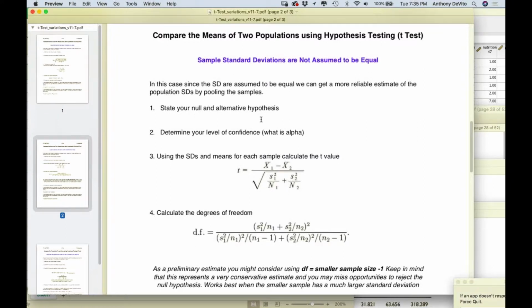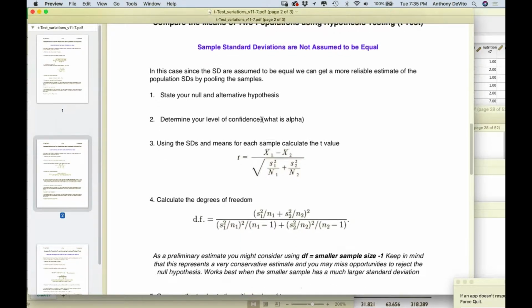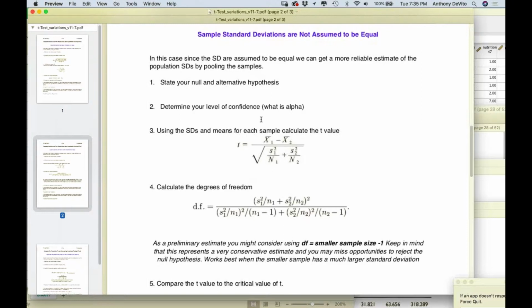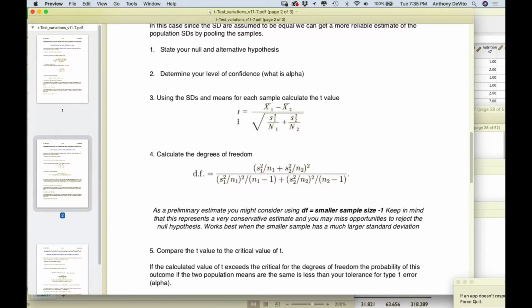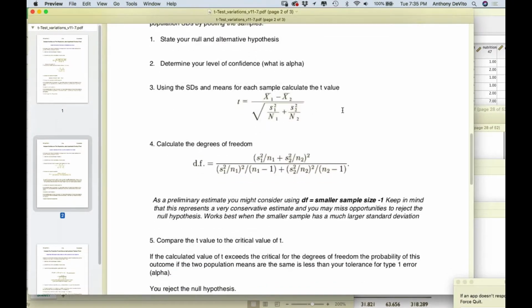Okay, so state your null and alternative hypothesis. Mu1 is equal to mu2. Right? Mu1 is not equal to mu2, alternative hypothesis. Determine your level of confidence. What's alpha? Alpha is going to be 0.05 again. Using the standard deviation and the means for each sample, calculate the t-value.